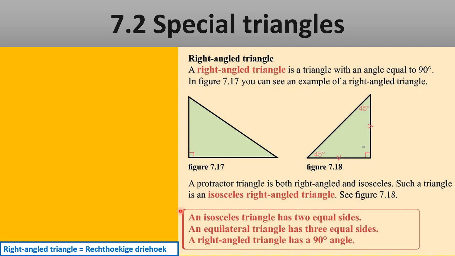Okay, so a quick summary. An isosceles triangle has two equal sides and two equal angles. An equilateral triangle has three equal sides and three equal angles, which are all 60 degrees. And a right-angled triangle has a 90 degree angle.